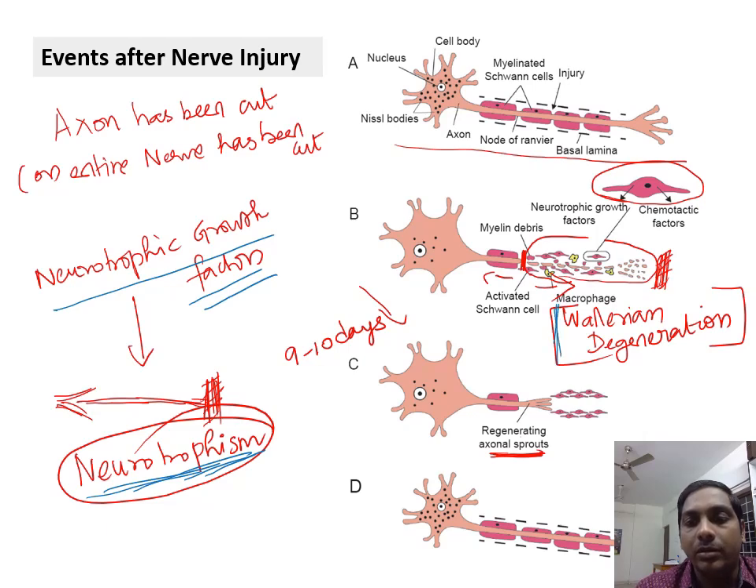So the process of destruction is called Wallerian degeneration. The process of reformation is called neurotrophism.